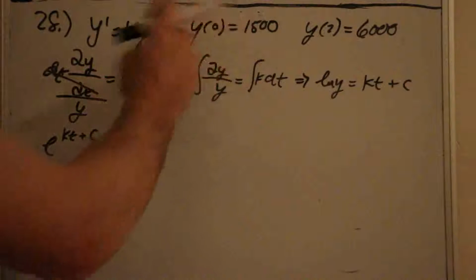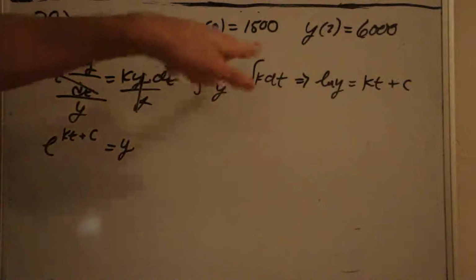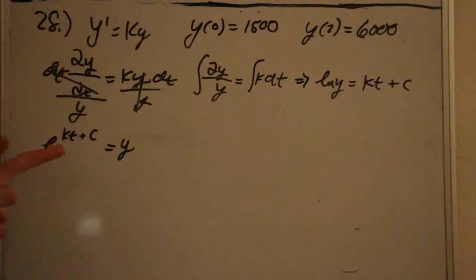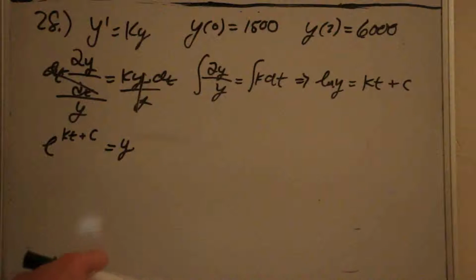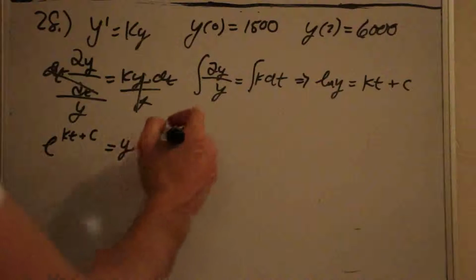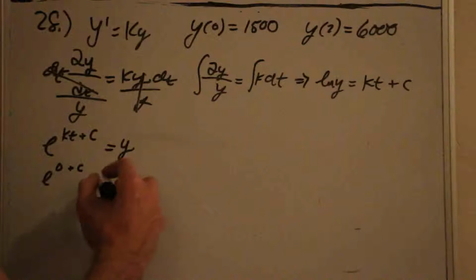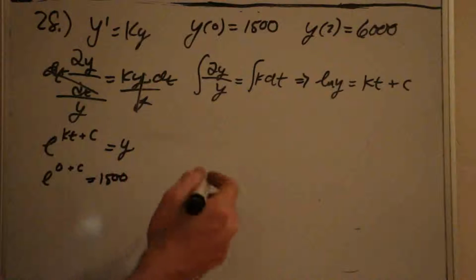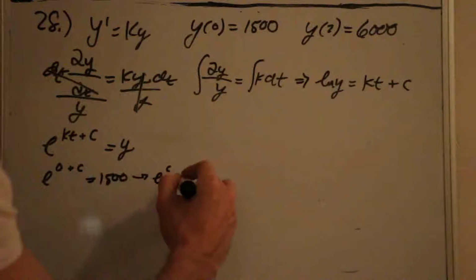Now, the next thing is I have to solve for c. I have to solve for c and k, but I can't solve for both at the same time. That's why I have these 2 points, because I have 2 different constants that I need to solve for. So I'll start with y of 0, because that'll help me, because it'll get rid of my k. So y of 0 equals 1,500, or in other words, e to the k times 0, which is 0, plus c equals 1,500. So, in other words, e to the c equals 1,500.